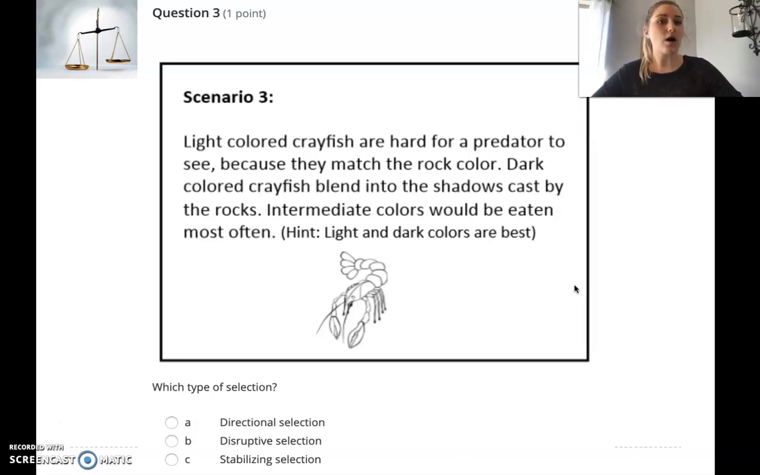Light-colored crayfish are hard for a predator to see because they match the rock color. Dark-colored crayfish blend into the shadows cast by the rocks. Intermediate colors would be eaten most often. Hint, light and dark are best. What type of selection is this? Is it directional, disruptive, or stabilizing?